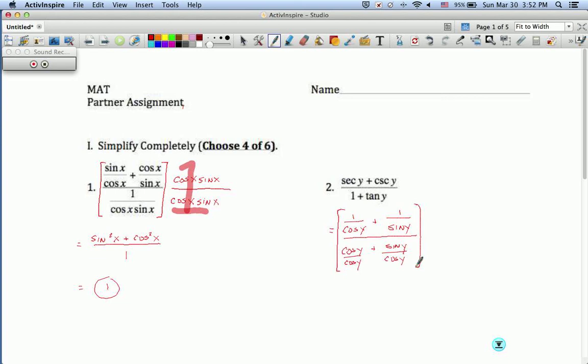Multiply by my common denominator in a form of 1, which will be cosine times sine again. Y being my variable this time, cosine y times sine of y. So when I multiply over to here, cosines cross out, I'm left with sine of y. Plus here, sines cross out, I'm left with cosine of y. In the denominator, cosines cross out, I'm left with cosine times sine.